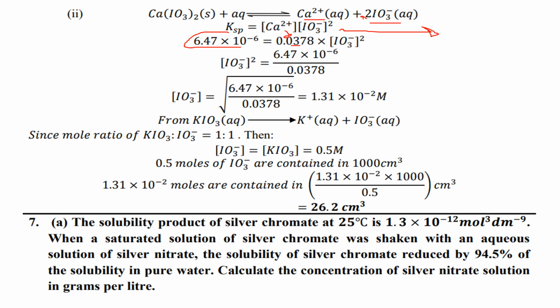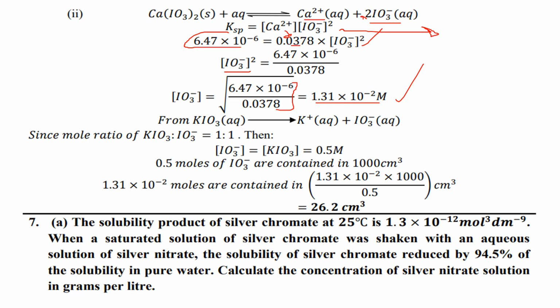So we are required to calculate the molar concentration of iodate ions. So making the molar concentration of iodate ions the subject, you're going to end up with the square root of 6.47 exponential negative 6 divided by 0.0378, which is going to end up with 1.31 exponential negative 2 mole per decimeter cubed.